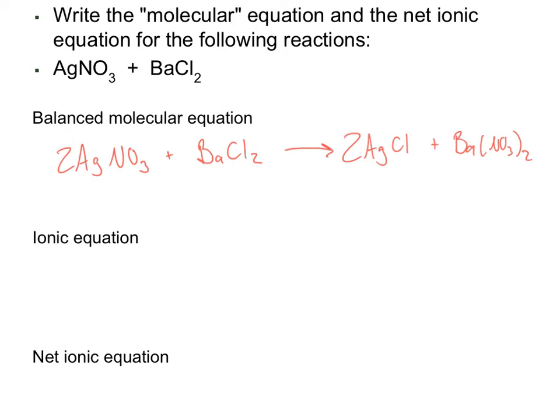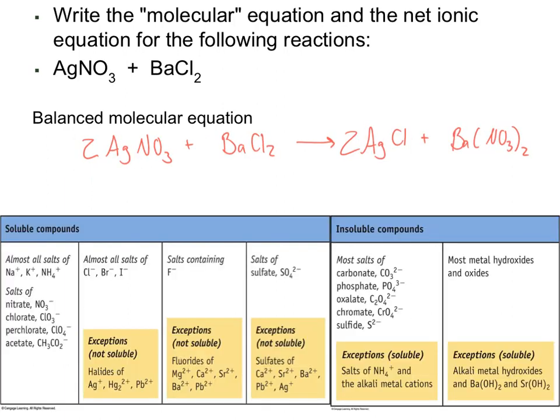We still need to add our states of matter. And so we consult our solubility chart. And what we see is that nearly all nitrates are soluble, and silver is not an exception to that. Therefore, silver nitrate is aqueous. Likewise, almost all chloride salts are aqueous. Barium is not an exception to that. And so barium chloride is aqueous.